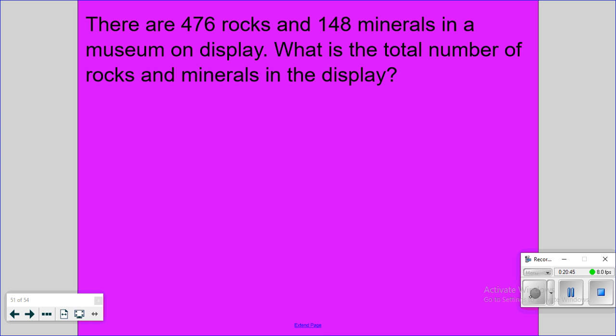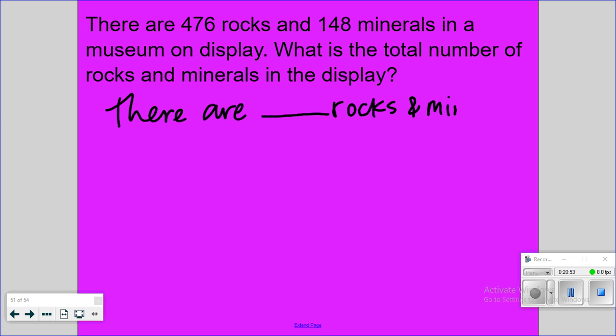Awesome. Love that. Go ahead and write it. There are blank rocks and minerals in all or at the museum or any version of that. That'll work.